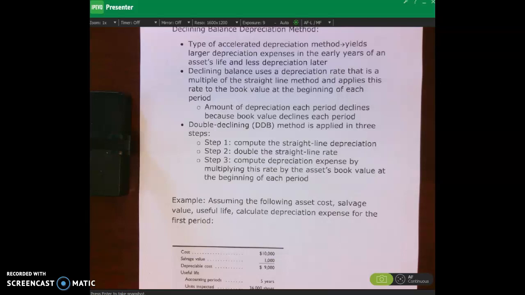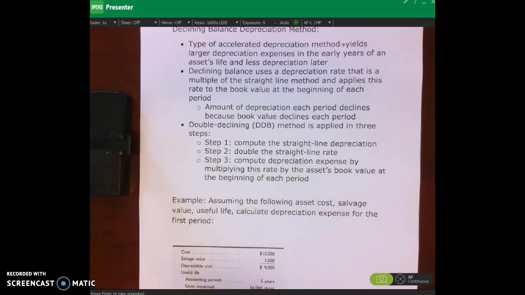And the way this works is we have 3 steps. The first step is we compute our straight line depreciation rate. The second step is we double that straight line rate. And then the third step is we compute depreciation by multiplying that double declining rate times the asset's book value at the beginning of the accounting period.